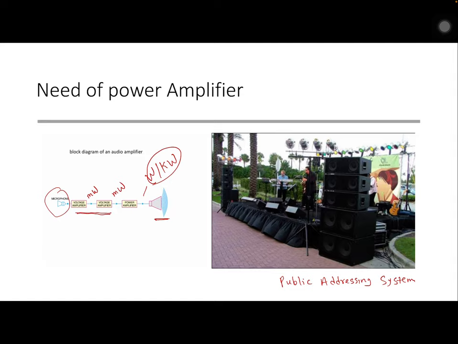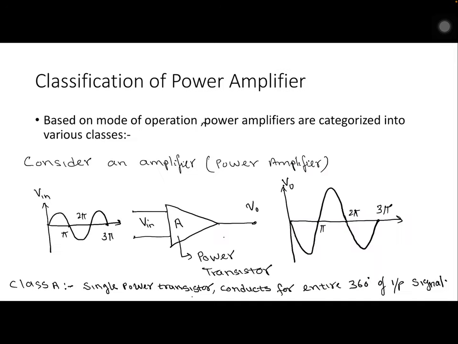So this is the basic job of power amplifier. It raises the level of power. Okay. Next, classification of power amplifier. Based on operation of power amplifier, we have various classes of power amplifier. Now this is an amplifier which is designed using power transistor. Based on conduction angle of this power transistor, we have various classes. First class is class A power amplifier.